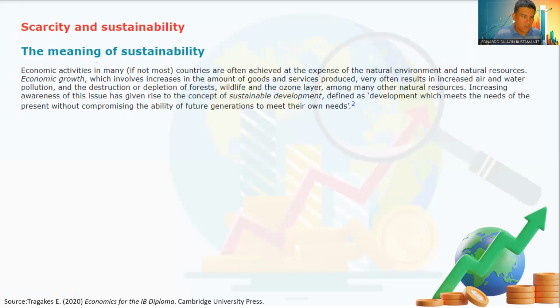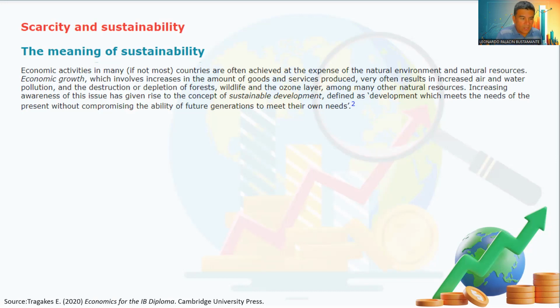Sustainability is a key term. Economic activities in many countries are achieved at the expense of the natural environment. You cannot produce tables without wood, for example. You may not produce electronic devices without the extraction of minerals. So economic activities occur at the expense of the natural environment and natural resources, of course. Economic growth involves increases in the amount of goods and services produced, very often with increased air and water pollution. So the more is produced, the more pollution happens, and the more destruction or depletion of forests.